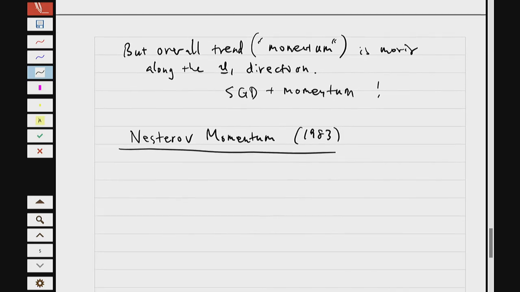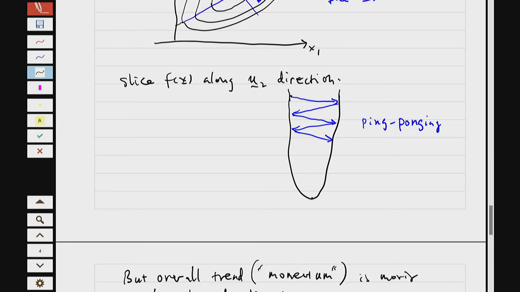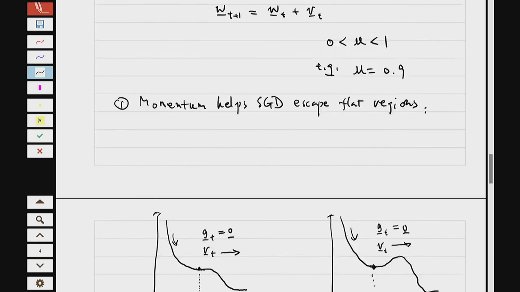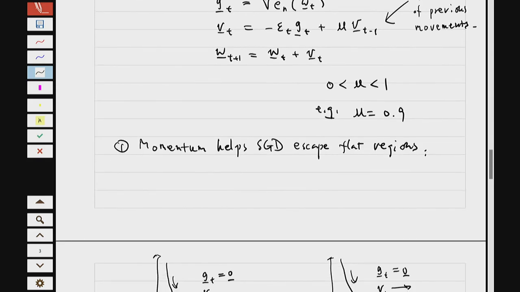So Nesterov momentum looks like this. The way the Vt is defined, remember the Vt is the velocity, right? Previously, you look at the velocity, how we defined it. Looks like this, on top there. That's the velocity. And the gradient is at the current location.